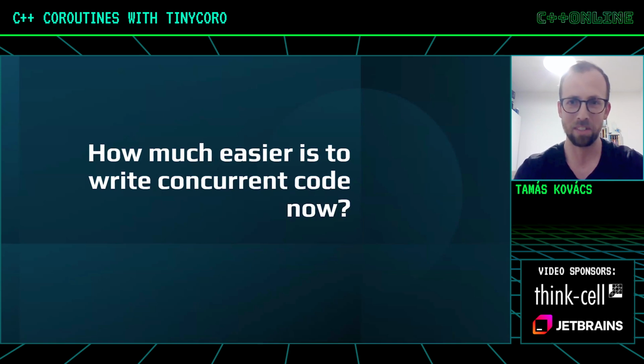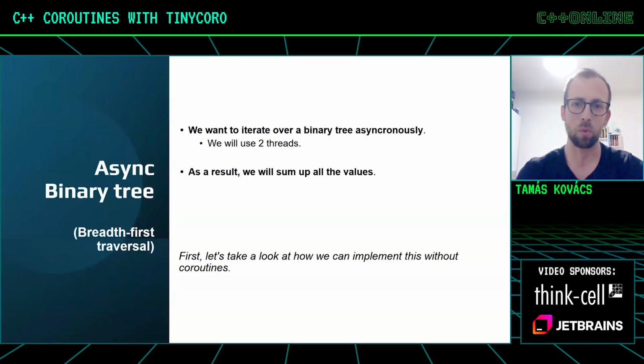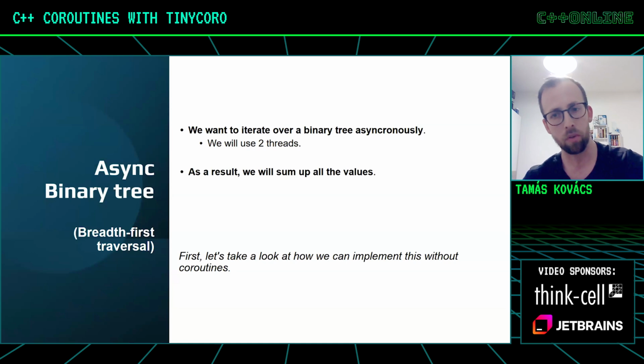So next slide, please. The task is that we want to iterate over a binary tree asynchronously, and we are going to use 2 threads for that. The binary tree is not a balanced tree. It also doesn't matter for this example. And as a result, we are going to sum up all the values which we are finding in the nodes.